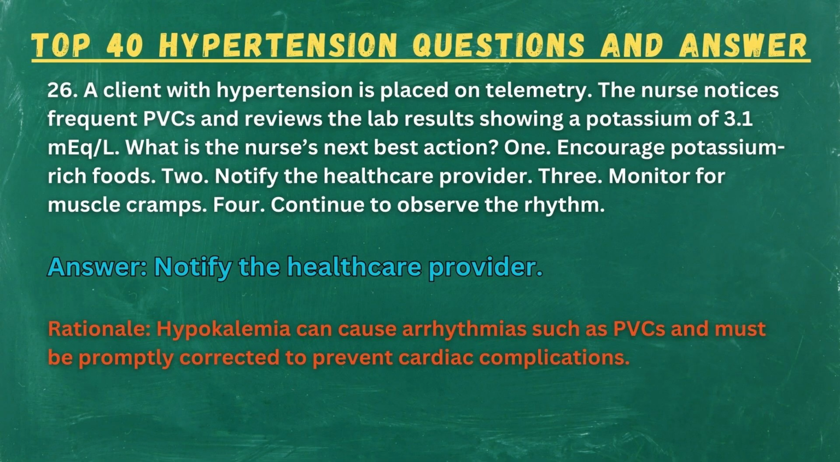26. A client with hypertension is placed on telemetry. The nurse notices frequent PVCs and reviews the lab results, showing a potassium of 3.1 milliequivalents/L. What is the nurse's next best action? 1. Encourage potassium-rich foods. 2. Notify the healthcare provider. 3. Monitor for muscle cramps. 4. Continue to observe the rhythm.